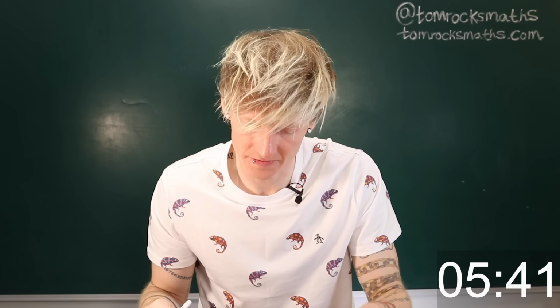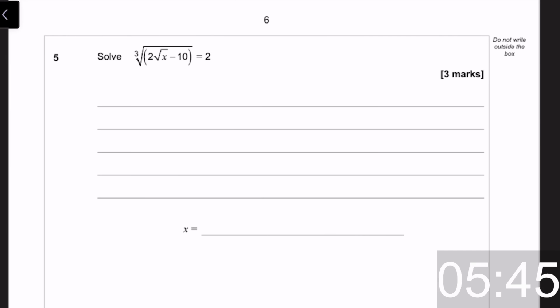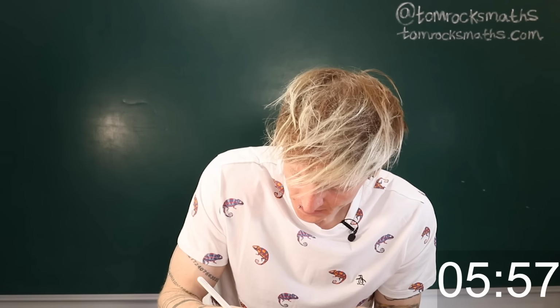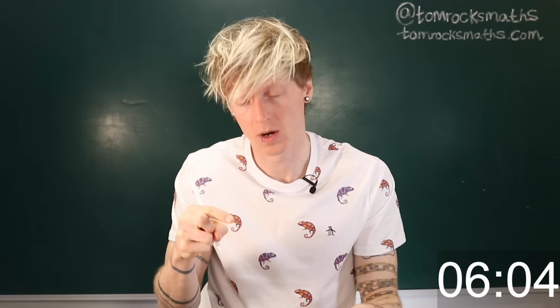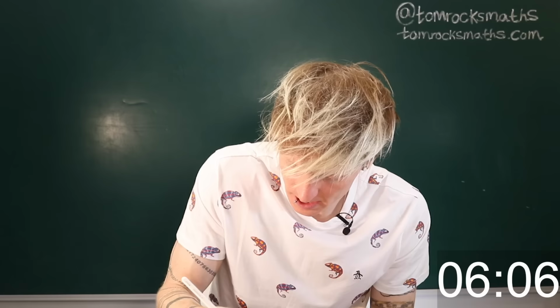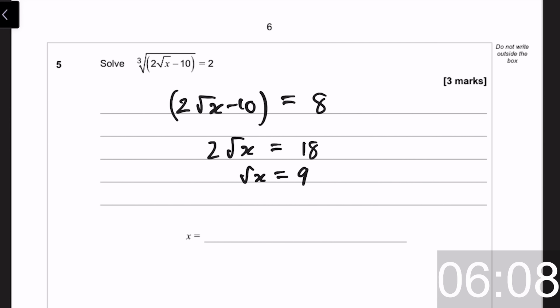Doing well so far. Question 5. Ooh, cube root formula. Okay, so I'm going to start by cubing both sides. So 2 root x minus 10 must equal the cube of 2, which is 8. Right, I see what we're doing. So then 2 root x, if I now add 10 to both sides, must be 18. Root x is 9. So therefore x is 81. So I think x is 81.